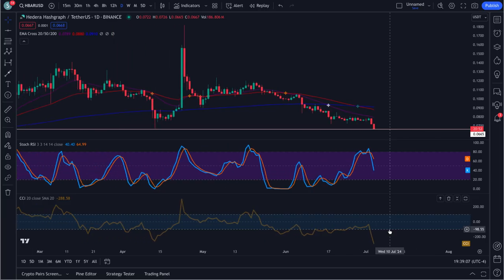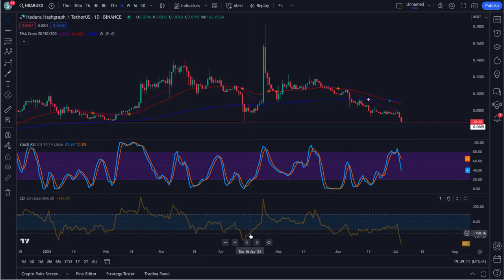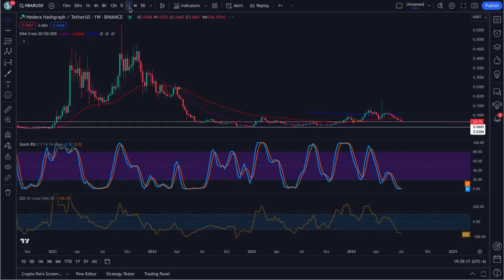Extremely oversold on the daily. It hasn't been down there since way back here, before we had this massive push up. And on the weekly, the weekly is just about reset.